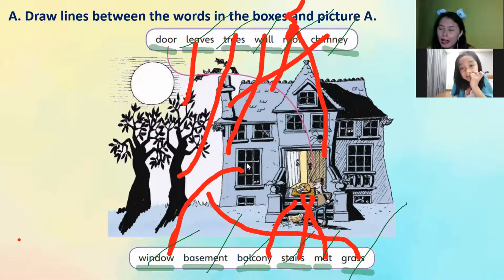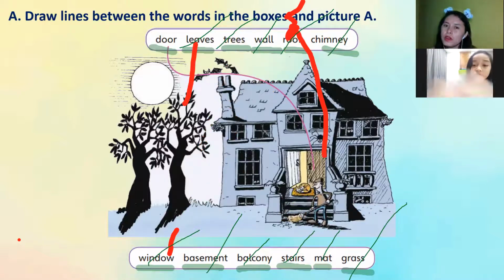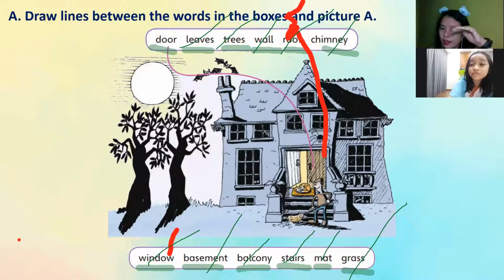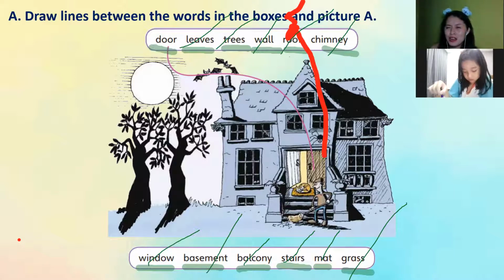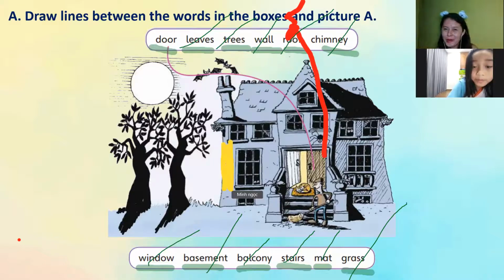Can you color the house yellow? Okay. I'll try to color the house yellow. Not the roof, just the wall of the house. Okay? Okay. All right. Yes, okay. The wall of the house. All right.